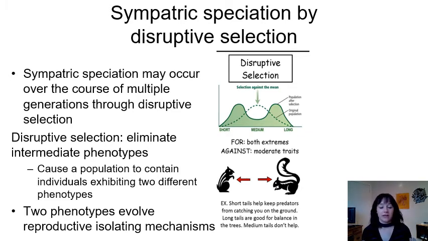So you have this population, there's some variation in tail length. Maybe the shorter-tailed squirrels are living on the ground, and the longer-tailed squirrels are living up in the trees, right? Over time, selection for either a very short tail or a very long tail is going to occur, right? There's no benefit of having a medium length tail here. And so eventually these two subpopulations are going to appear quite different, right? We've had disruptive selection and they may eventually not be able to mate with each other.